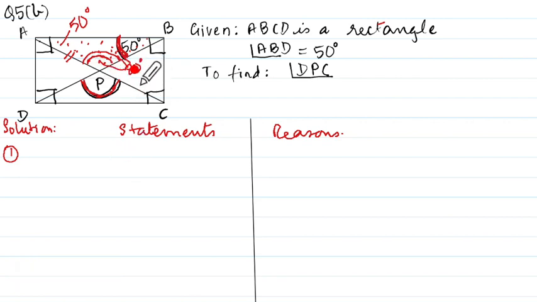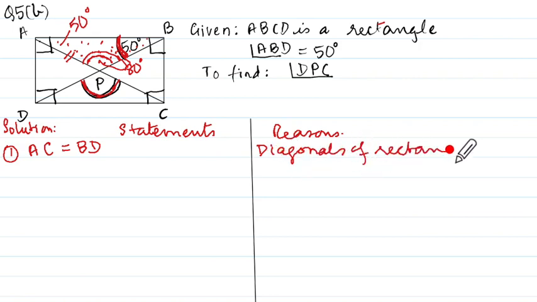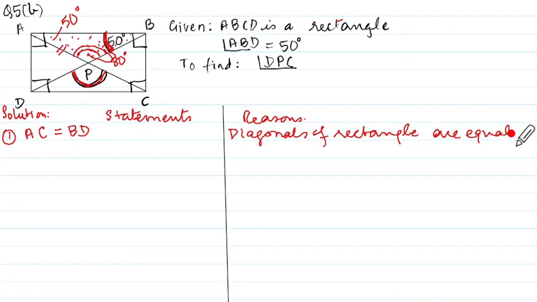Are you with me? You are understanding, right? Okay, now we will write just that. We will say AC is equal to BD, and this will be because diagonals of rectangle are equal. Therefore, half of AC will be equal to half of BD. This is statement number 1 divided by 2.